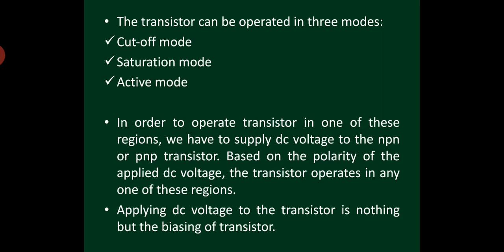Depending on this biasing, there are three modes of operation. One is cutoff mode, second is saturation mode, and third is active mode. Of these three modes, in order to make the transistor work as an amplifier, we will choose active mode.